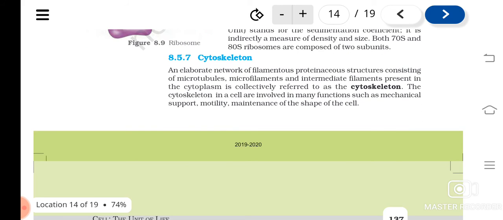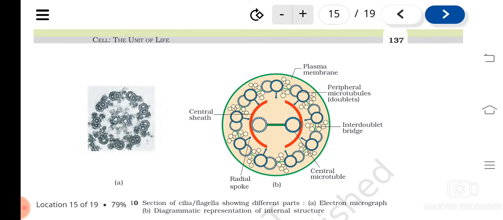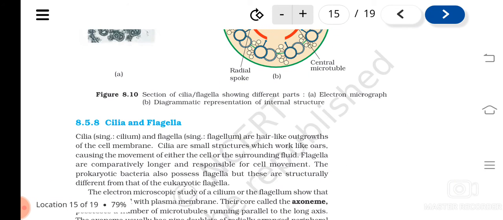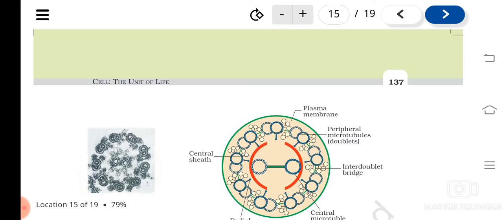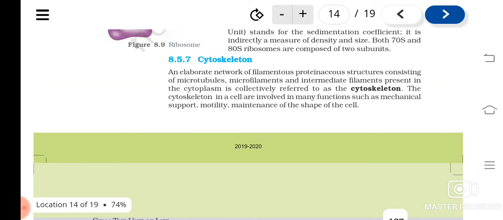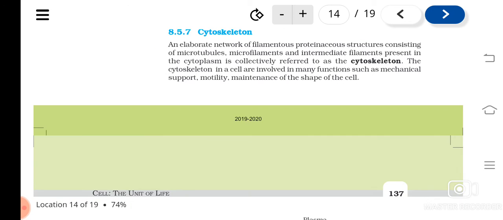So what is the cytoskeleton? They are filament-like structures called what? Microtubules, or microfilaments. All of these are found in the cytoplasm, and they are collectively known as the cytoskeleton. They do different functions, like giving support, helping in movement, and also giving shape to the cell.